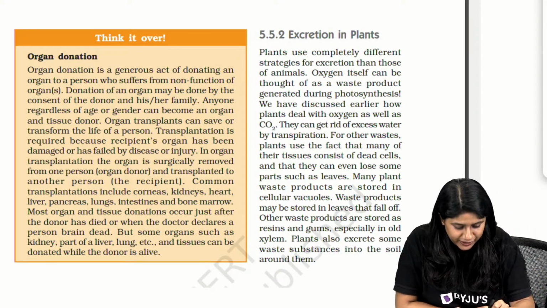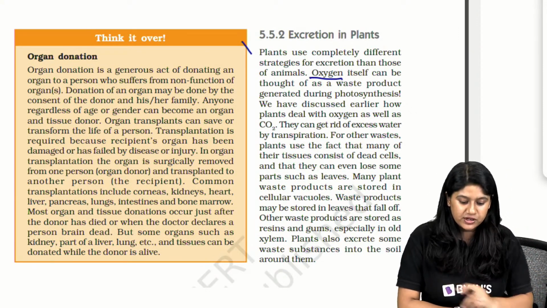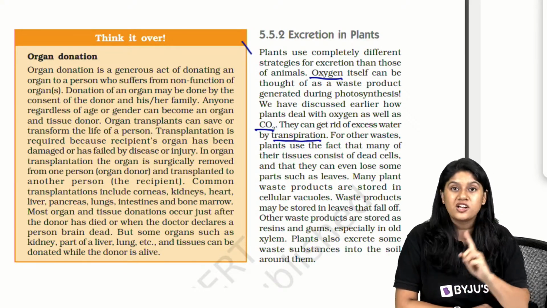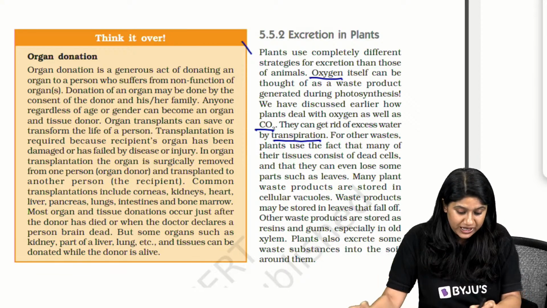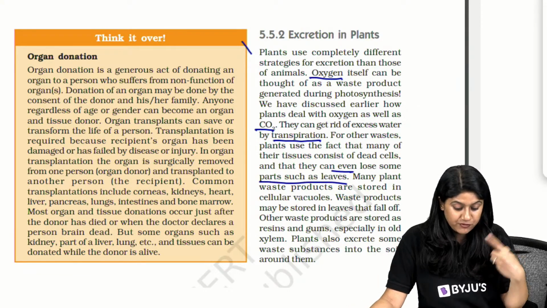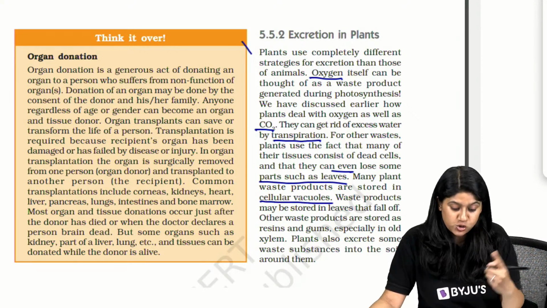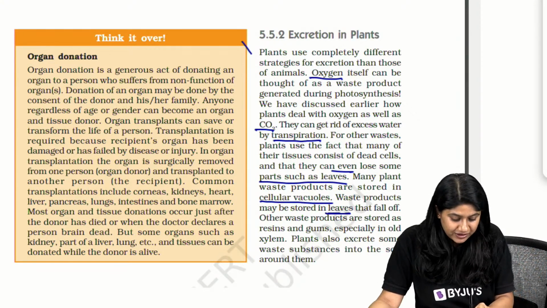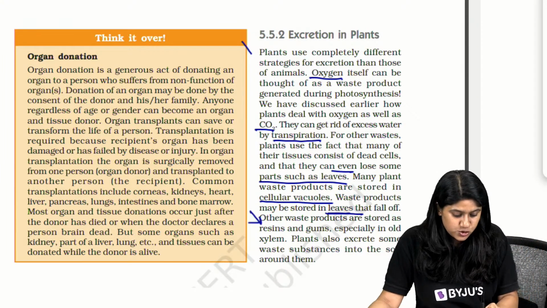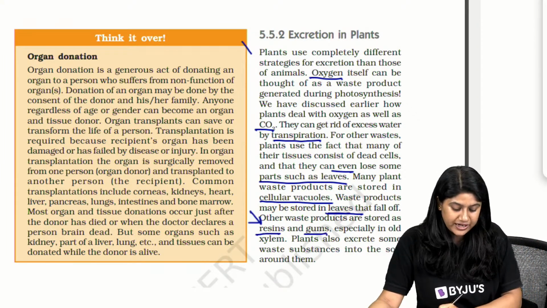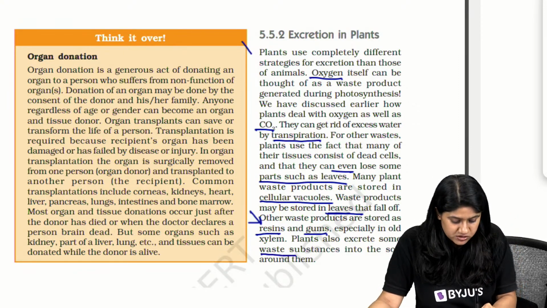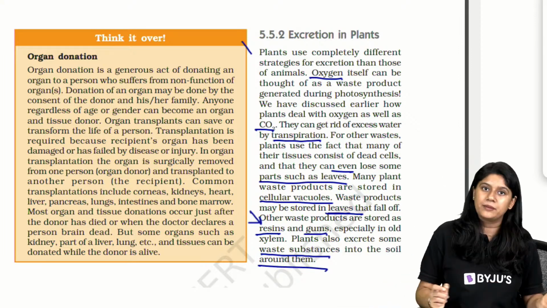I'll just highlight over here. Oxygen itself is a waste product. CO2 is a waste product. Water through transpiration is a waste product. We have other tissues like leaves, sometimes the fruits falling, vacuole storage, right? And when the leaves fall, that is kind of a wastage only, right? Other waste products are stored as resin, gums, especially in the old xylem. And plants also secrete some waste substance into the soil around them.